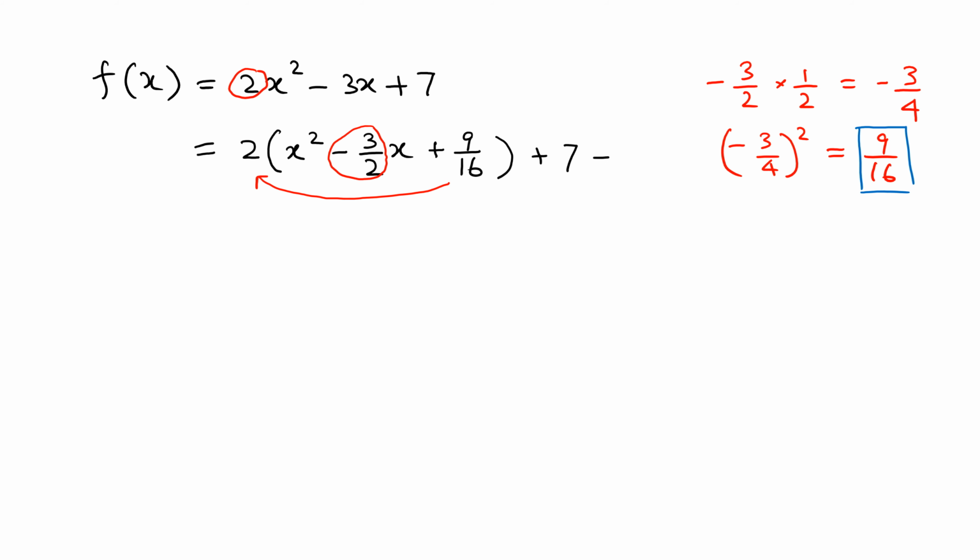So we're going to multiply the 2. If you multiply 9/16 by 2, you're going to get 9 over 8. Where is this coming from? This is 2 times 9/16. So what we do is add and subtract, because when you add and subtract, they cancel each other.